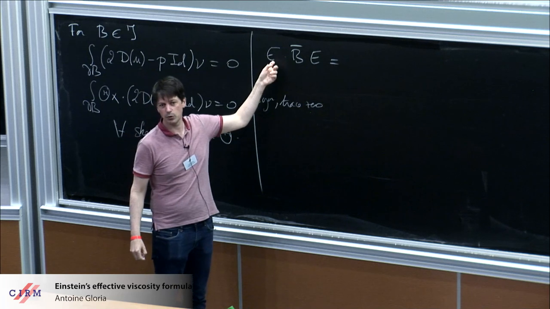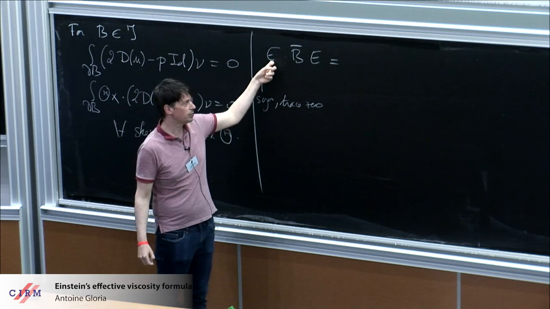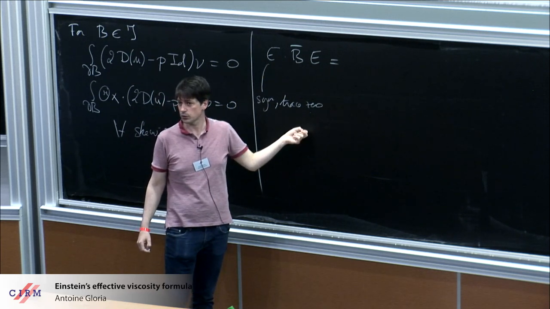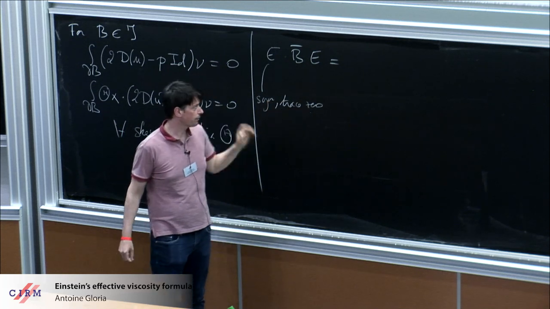Because B bar will be applied to symmetric gradients. Okay, so that would be a D something, so it will be symmetric. And why does it need to have trace zero? Because the fluid is incompressible, and the divergence of U is nothing but the trace of du. Okay, so that's at infinity, when you're unperturbed, you should be like that.